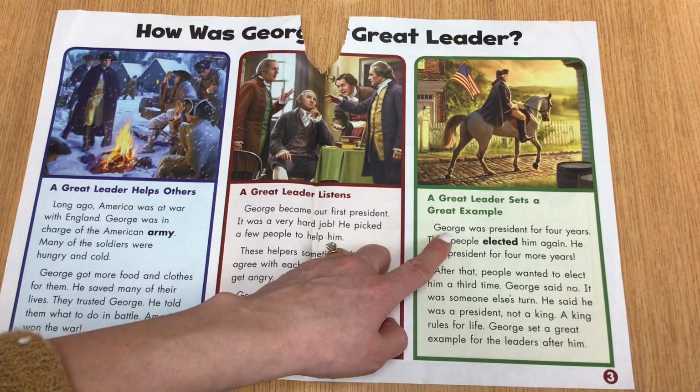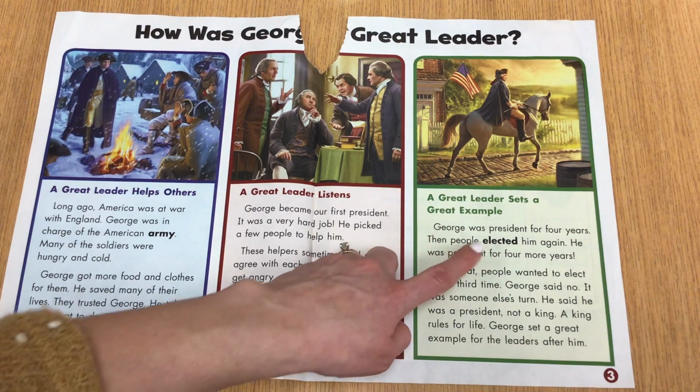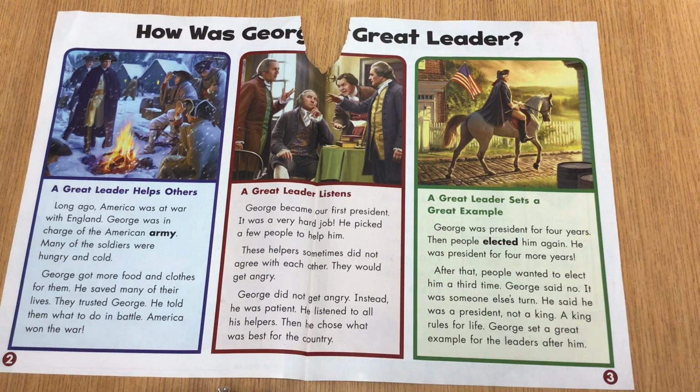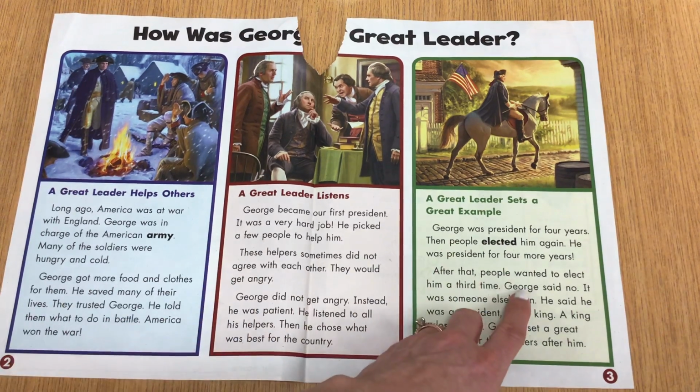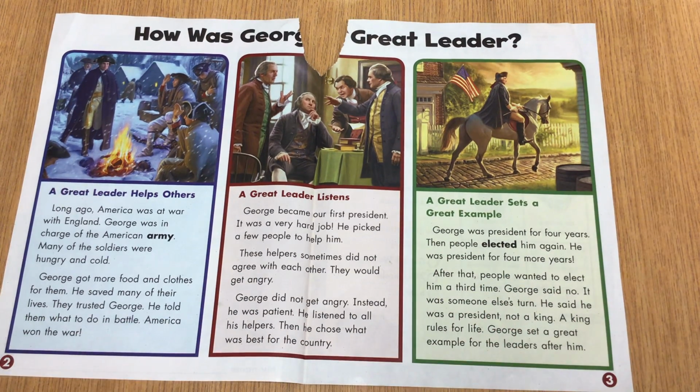George was president for 4 years. The people elected him again. He was president for 4 more years. After that, people wanted to elect him a 3rd time. George said no. It was someone else's turn. He said he was a president, not a king. A king rules for life. George set a great example for the leaders after him. So he said, you know what? Somebody else can be the leader of the country. I don't need to be the leader of the country forever. He wanted to share that leadership role.